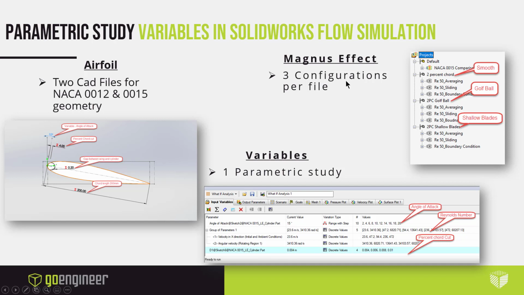To handle the 3 different surface textures, I have 3 configurations. So this is going to be my smooth, golf ball, and shallow blades. And then as you see as well, I did averaging sliding boundary condition, and that's how I organized my study. And each one of those can have a parametric study. But my process is I was going to create and run each different type of study to see which one I wanted to go with. For my parametric study, I zeroed it in and I wanted to go with the sliding mesh study with the shallow blades to see if I'm going to get the maximum lift coefficient per angle of attack and Reynolds number.